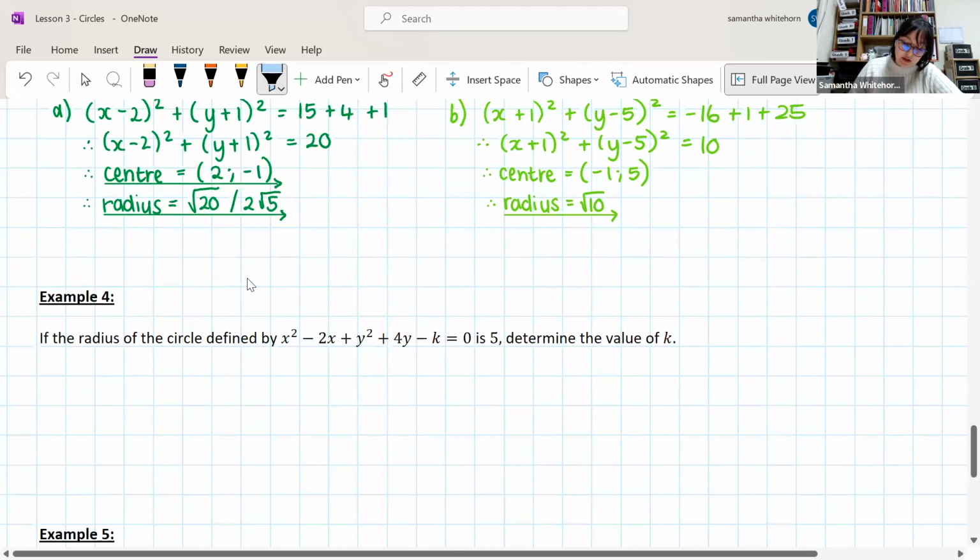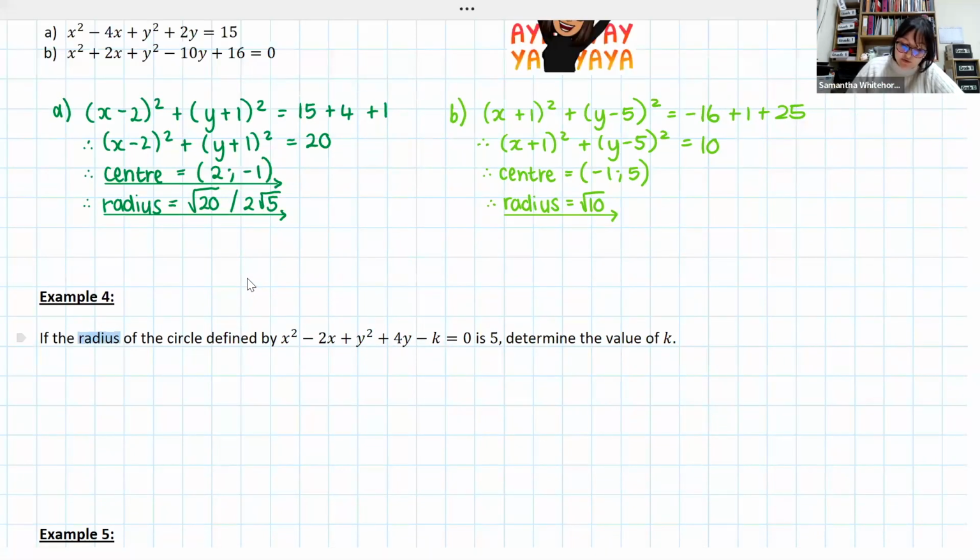Okay, so this next question, example 4, says, if the radius of a circle defined by x squared minus 2x plus y squared plus 4y minus k equals 0 is 5, determine the value of k. I feel like whenever we see find the value of k and it's in an equation, we panic. It's the same as in functions, trig graphs, analytical geometry. We just panic when it comes to this, but we don't need to.